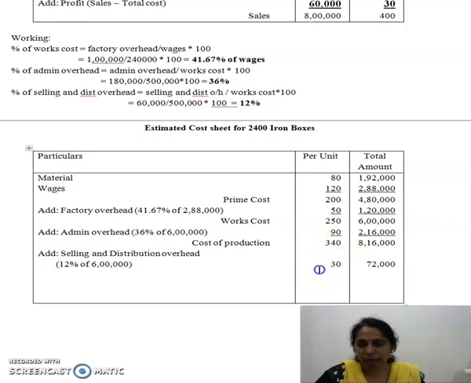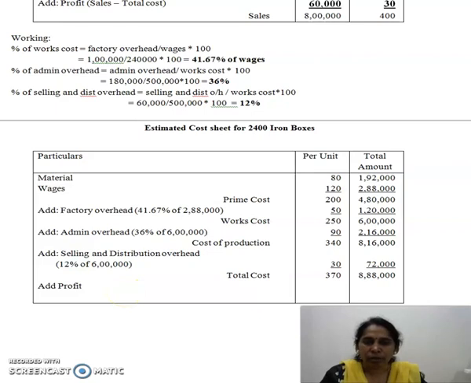Now total it. You will be getting the total cost. So total cost is how much? 340 plus 30 rupees, 370, and here 8,16,000 plus 72,000 is 8,88,000. Next we have to add the profit.